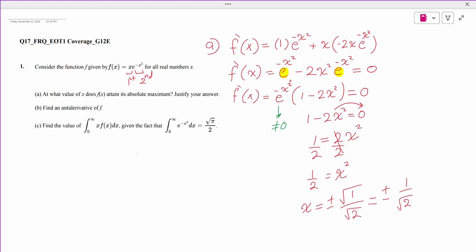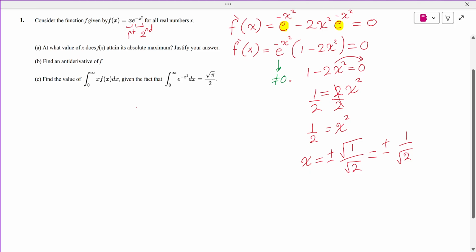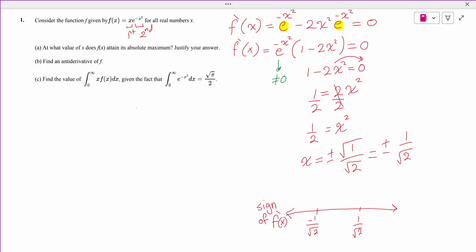Now after finding the critical points, you need to place them on the number line. This is negative 1 over square root of 2, and this is 1 over square root of 2. Now we need to check the sign of the derivative to see where the function is increasing and decreasing. If we select a point in between negative 1 over root of 2 and 1 over root of 2, such as 0, and plug it into the derivative, you will get positive. And if you select a value smaller than negative 1 over root of 2 or bigger than 1 over root of 2, you will get negative. So negative means decreasing, positive means increasing, negative means decreasing.